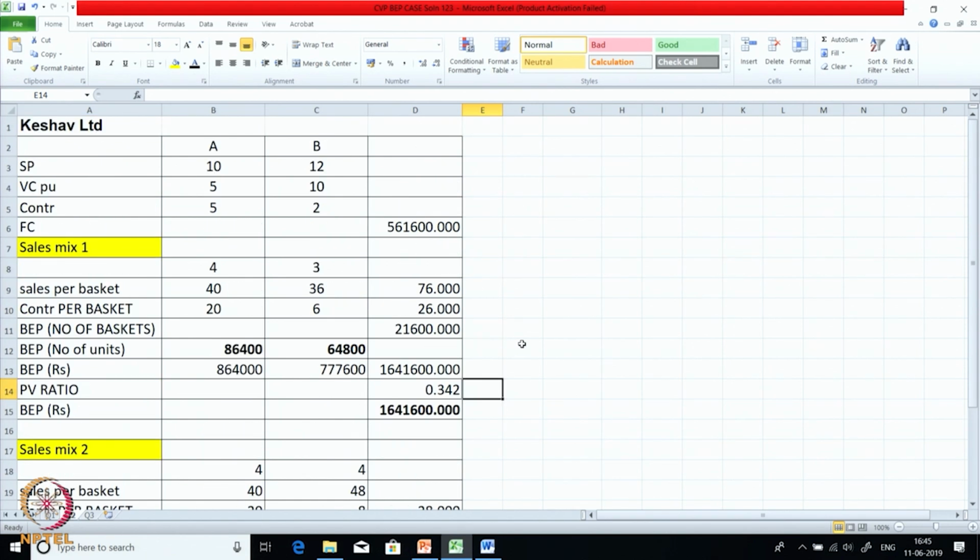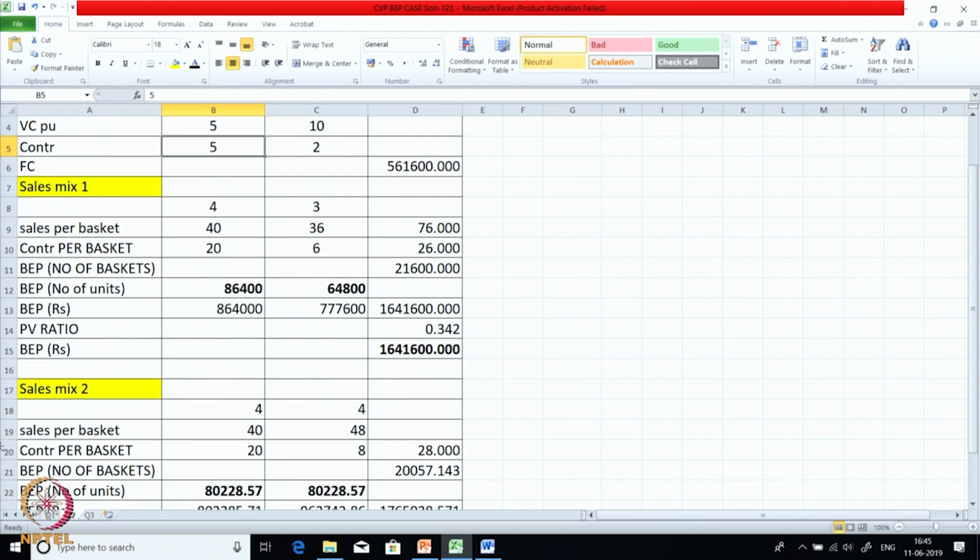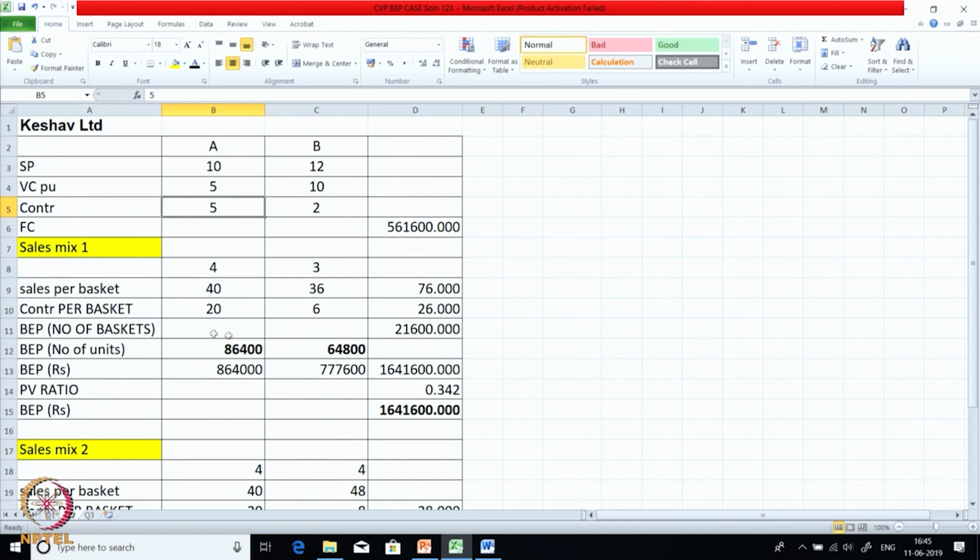If you compare the two products A and B, which product is better? You can clearly see that A is much superior to B, both in terms of contribution as well as PV ratio, because this has a PV ratio of 50%, this has a PV ratio of only 16.6%. That is why in sales mix 1, since the weightage of A was higher, that was a better sales mix. Are you getting me?